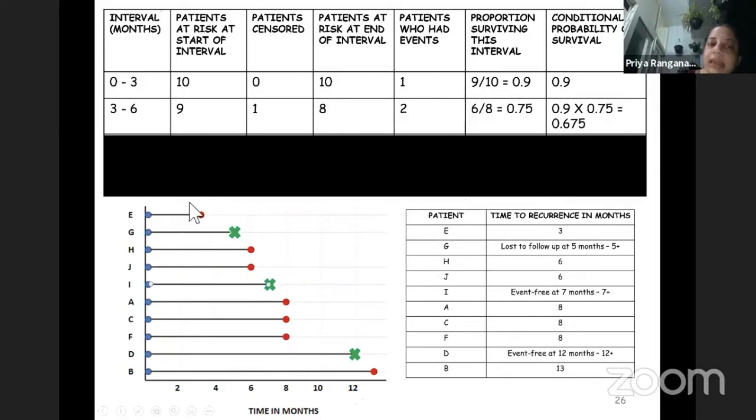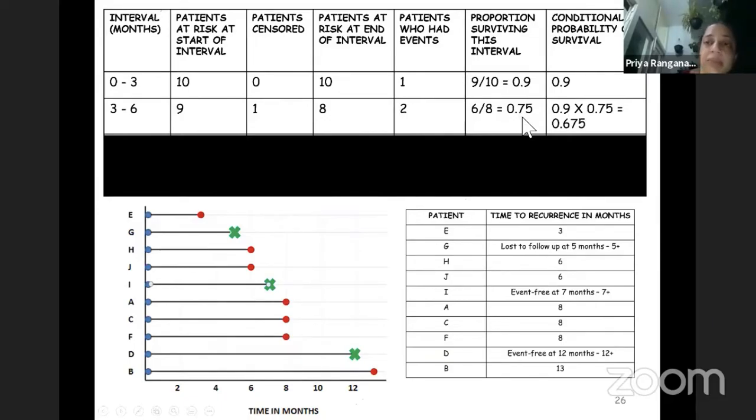But when we're looking at the next time interval and at the end of the interval, we don't know whether this lady is alive or not. And so we exclude her. So we censor her during this interval. And at the end of the interval, we have 8 patients and 2 of them die. So the proportion surviving this interval is 6 out of 8, because 2 have died, which is 75% or 0.75.